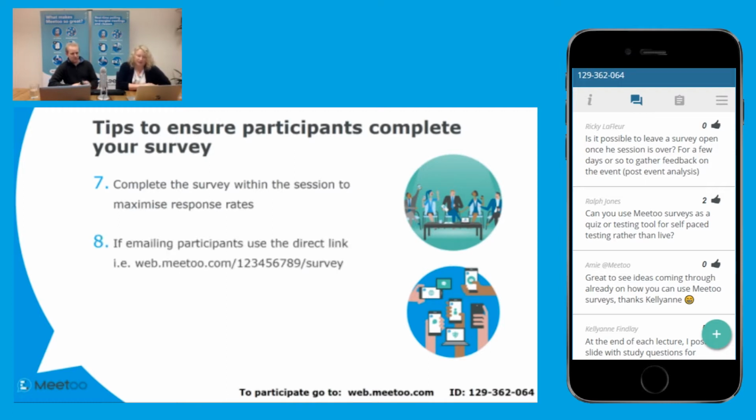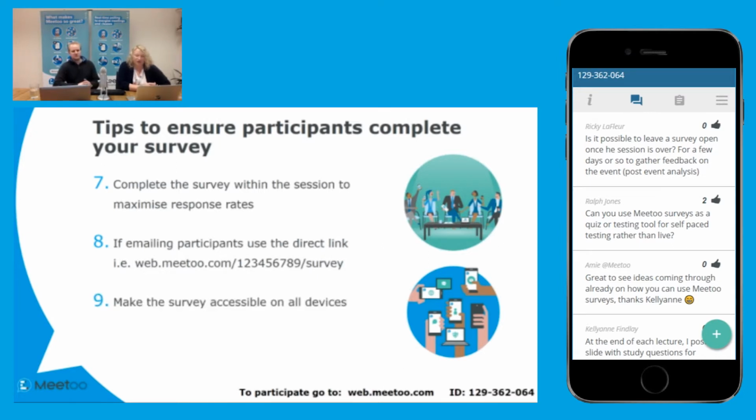So tip 8, if emailing your participants before or after a session, you can send a direct link to your Meetoo survey. So this helps your participants or students access the survey in one click. So take the web app link, so that's web.meetoo.com, then append your session ID. And if keeping it anonymous, you can also append the word survey to the end to take them directly into the survey tab as shown on screen there. So a nice little tip there.